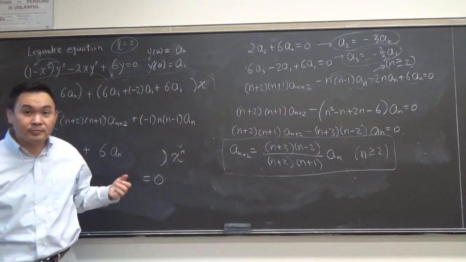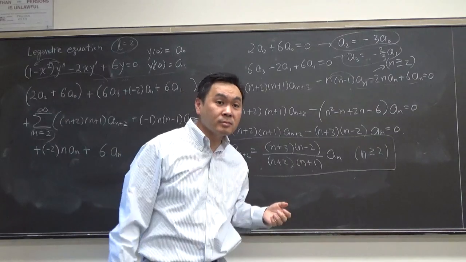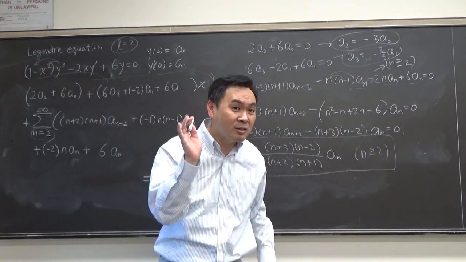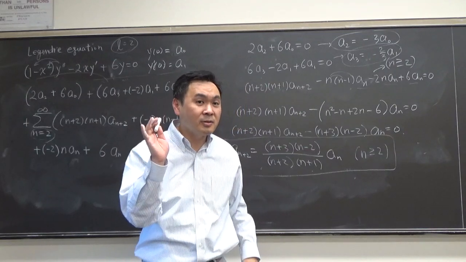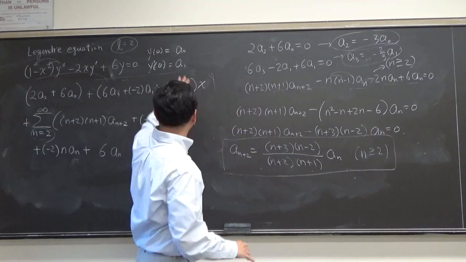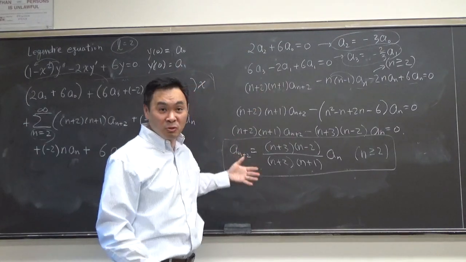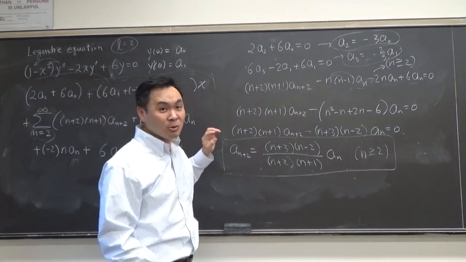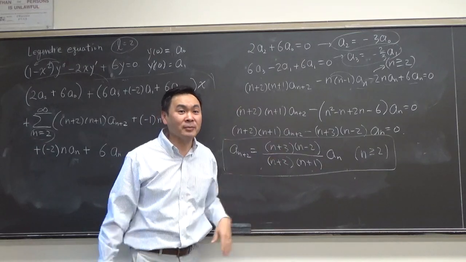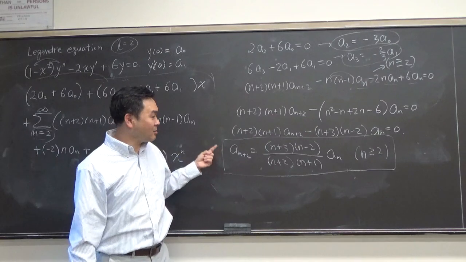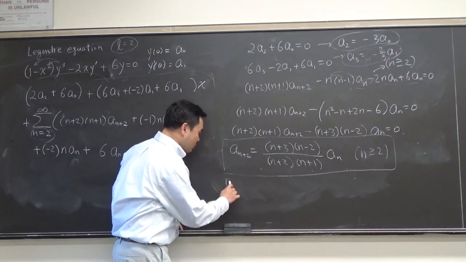Since we already know the values of a0, a1, a2, and a3, if we know a0 and a1, then we know a2 and a3, and then if you apply this again and again, you know a4, a5, a6, a7, all that, okay? And because you're using this again and again and again, this has a name. It's called a recurrence relation.